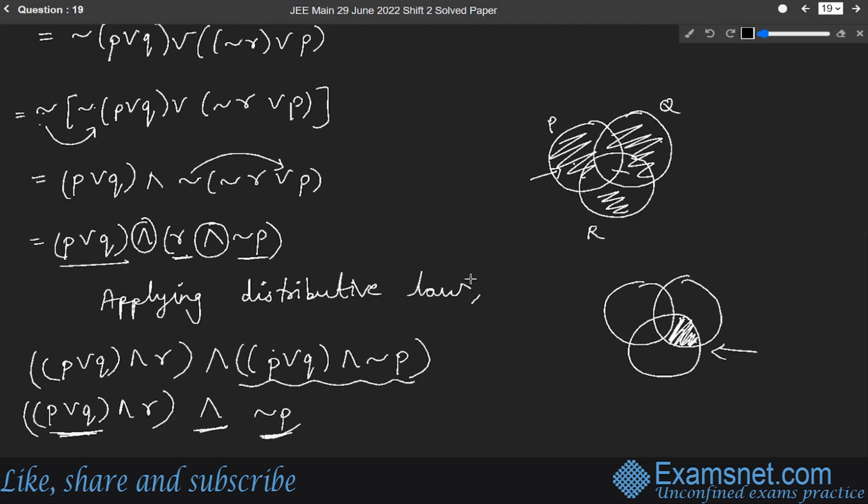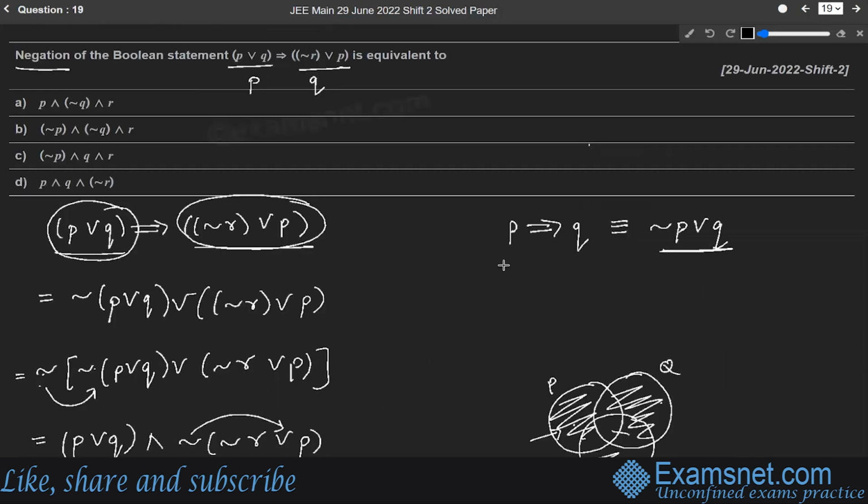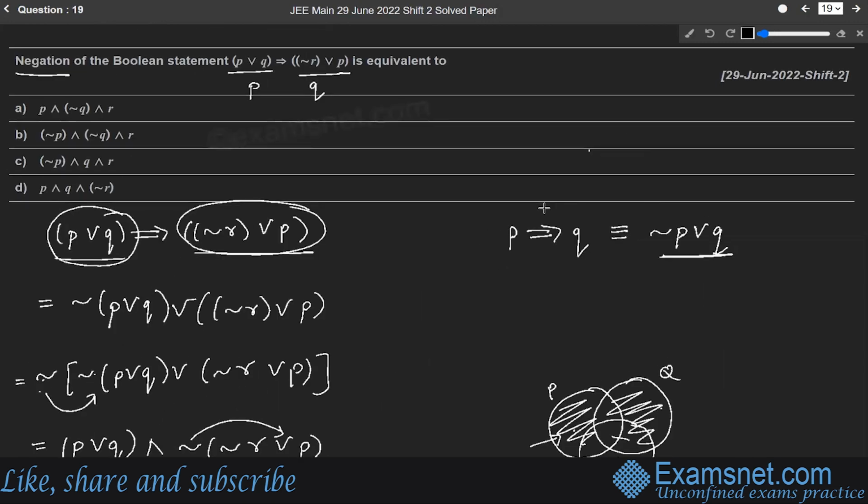So what is the common part for Q and R? This is the common part for Q and R, right? So this will be the Venn diagram for the given condition. Now let us check for all the options. What is the first option?